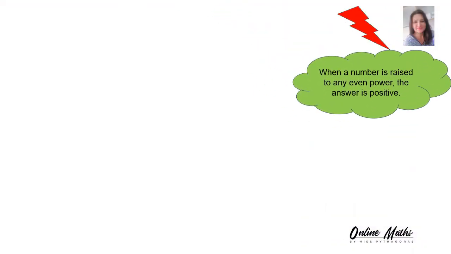When a number is raised to any even power, the answer is positive. So when we start with this bracket, (-1) squared, this is the same as -1 times -1, where we say a minus times a minus is a plus, 1 times 1 is 1. Or the short method is, if this is an even power, then it changes that negative into a positive.